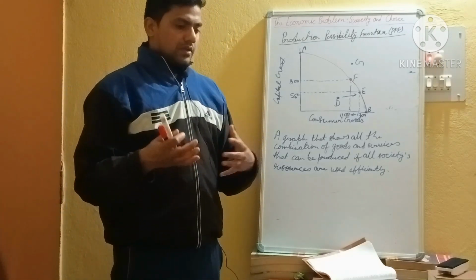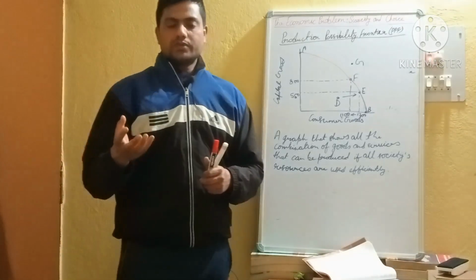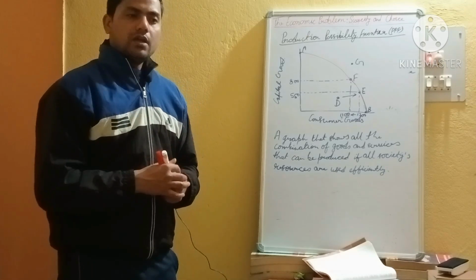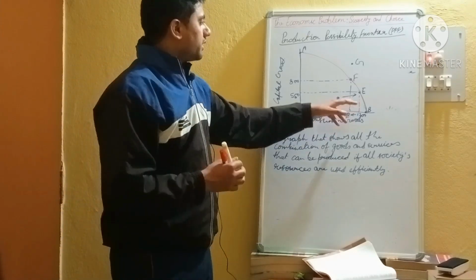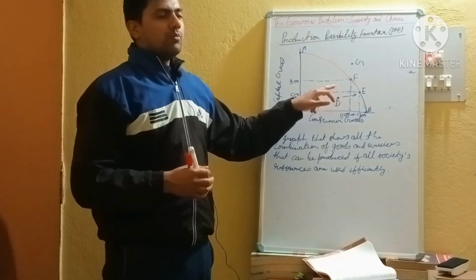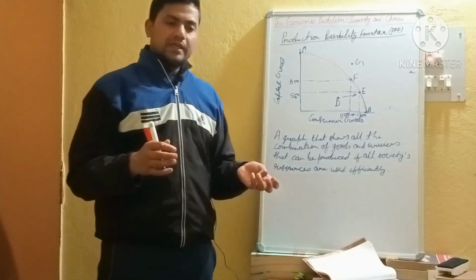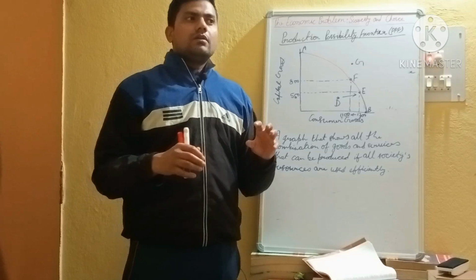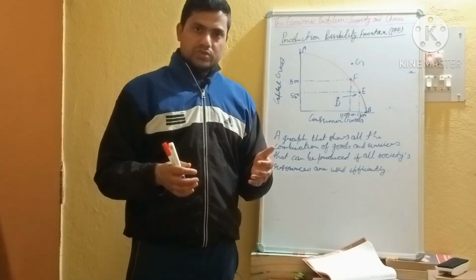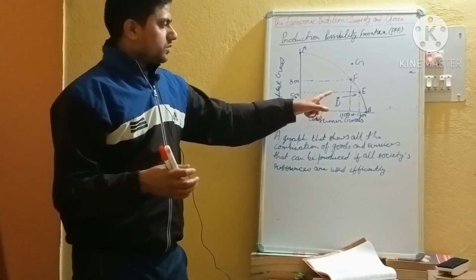But if the goods and services are produced by using the resources inefficiently, it means not using the resources in an efficient manner, then we will get a point inside this graph, to the left of it, like point D. Point D shows the combination of goods and services produced by using the resources in an inefficient manner.